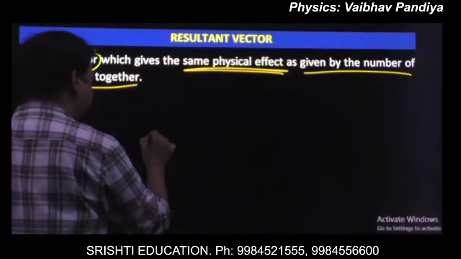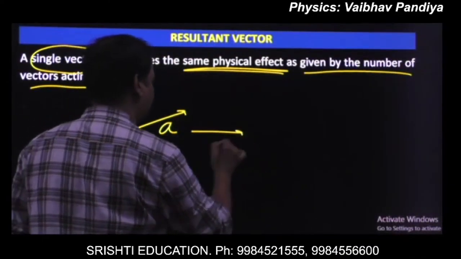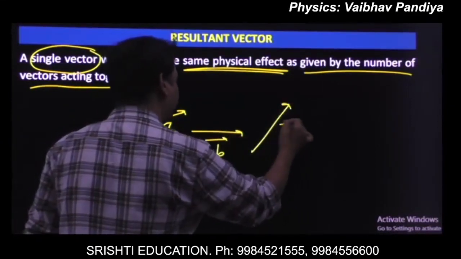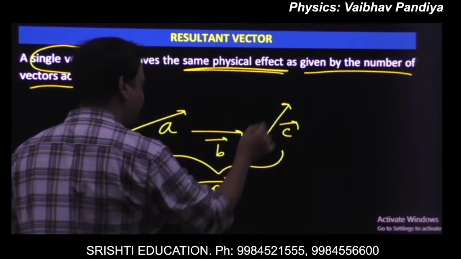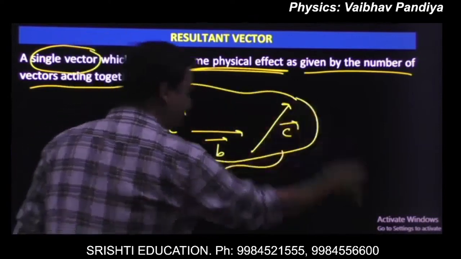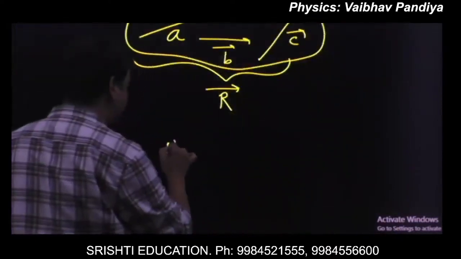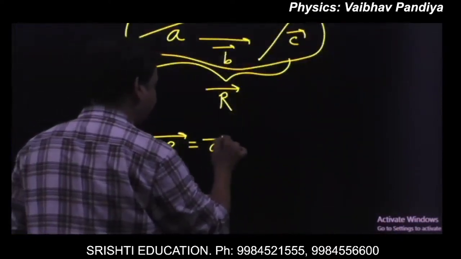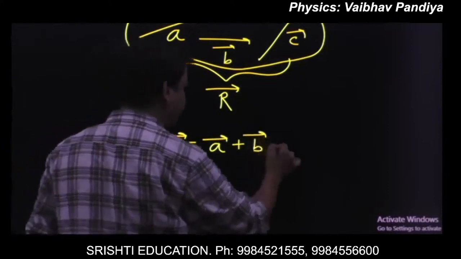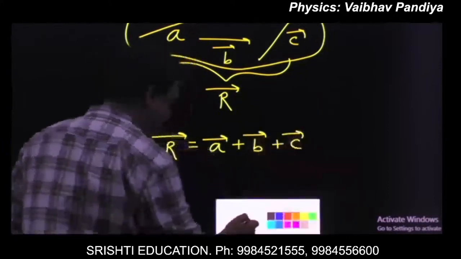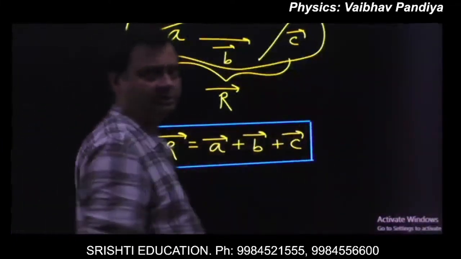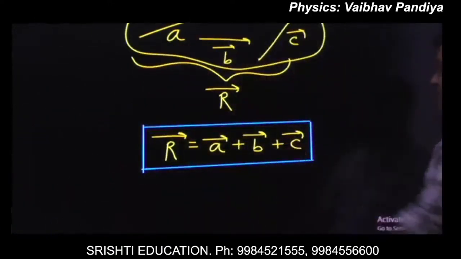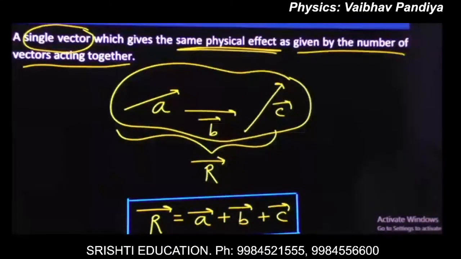Now suppose you have three vectors, vector A, vector B, and vector C, and you want a single vector, vector R, which gives you the same physical effect as given by the three vectors acting together. Then in vector notation, you can write vector R is the resultant of three vectors, vector A plus vector B plus vector C, or you can say vector R is the sum of the three vectors A, B, and C. This is the notation for writing the resultant vector in vector mathematics, the sum of the vectors. So R is the sum of three vectors A, B, and C.